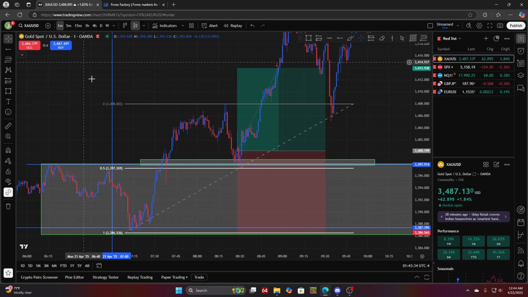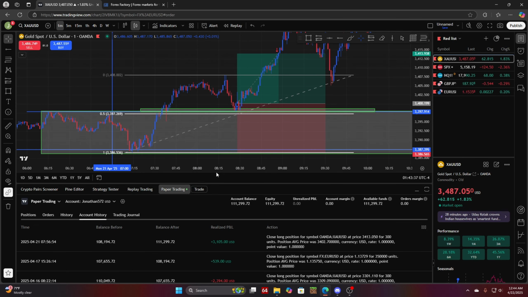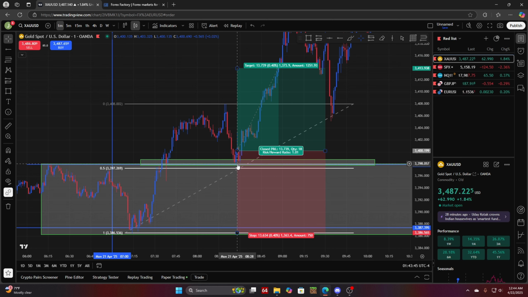I just took it on the paper trade because it was a bit risky to place real money in, just because it barely tapped in. It was risky for me, so I didn't place a trade, just on my demo.